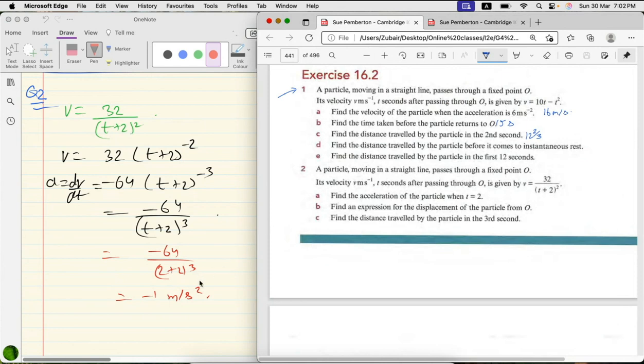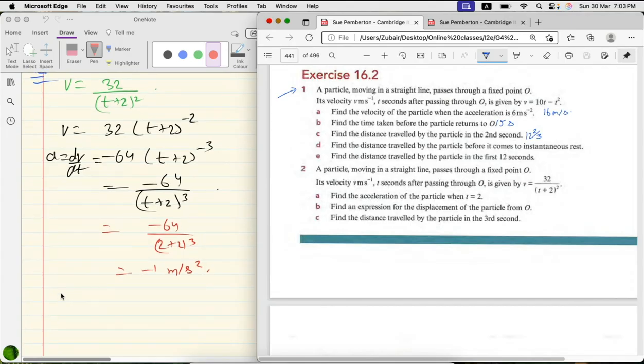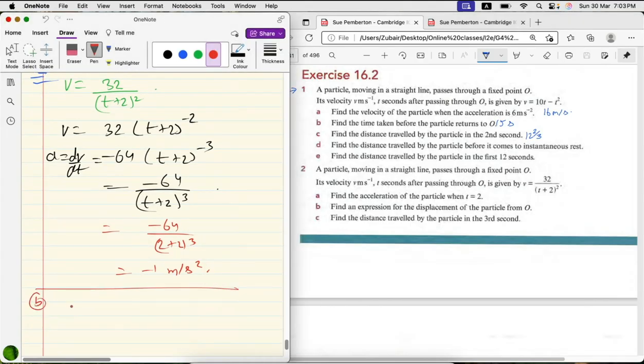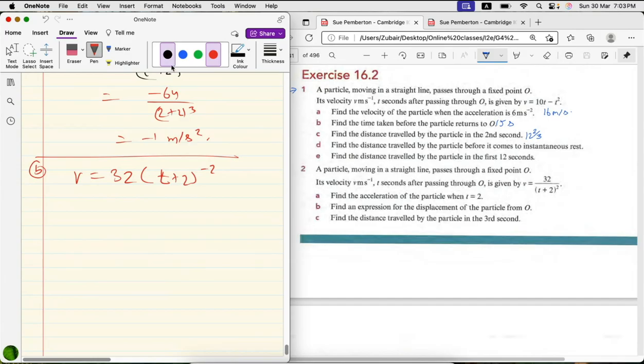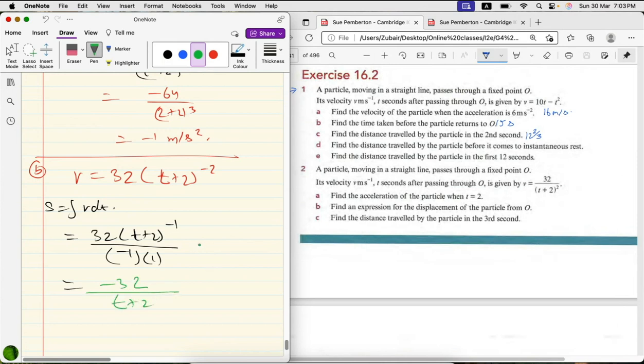Find the expression for displacement. SVA. So s is the integration of velocity. The velocity is 32 (t plus 2) raised to minus 2, and displacement is the integration of velocity, that is power plus 1 over new power into differentiation of base, that's just 1 in this case, minus 32 over (t plus 2), and there was plus c.